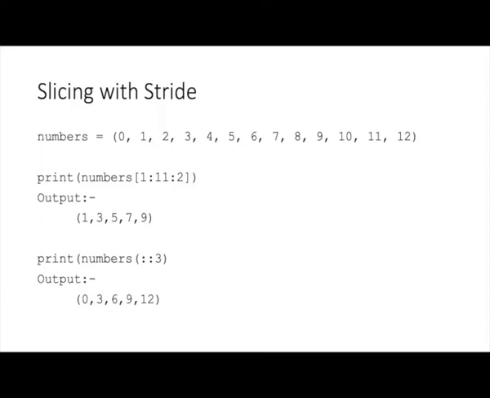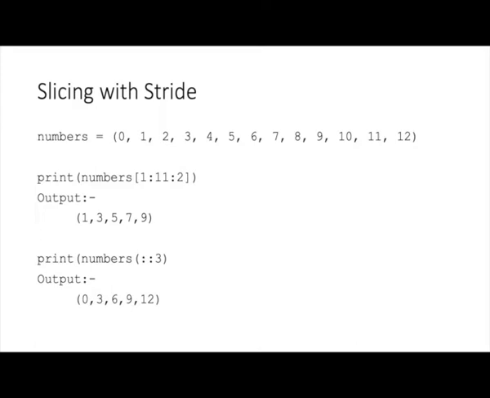I want to print the entire list. So, I do not mention the starting index nor the ending index. So, I say print numbers colon colon, but I give a stride value of 3. Now, you see when I do not give the starting index, the starting index of 0 is taken by default, and the ending index is also the last index, that is in our case it is 12, and we have the output as 0.